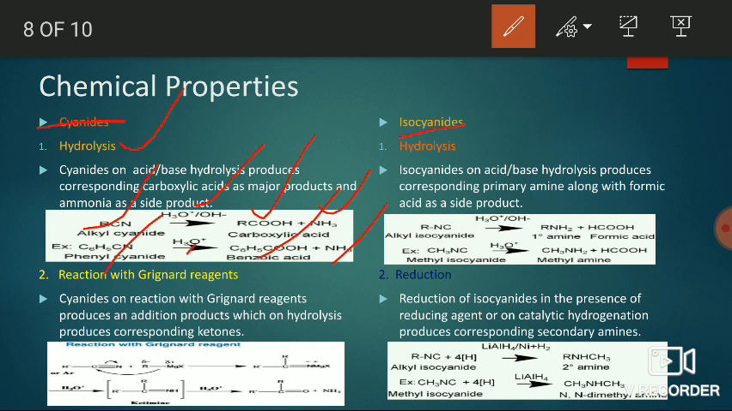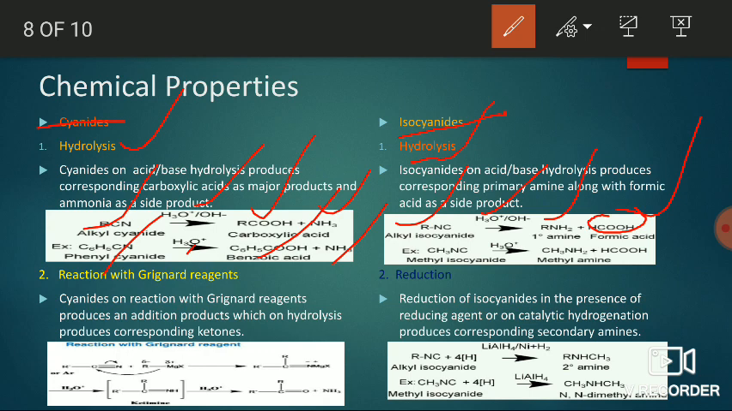But in the case of isocyanides, if you observe the hydrolysis of isocyanides in the same condition, that is, in acid or base media, we get primary amines as a major product and formic acid as a byproduct. That is, hydrolysis of isocyanide, or NC, in the presence of acid or base media gives primary amine along with formic acid. So in the case of cyanides, hydrolysis gives carboxylic acid and ammonia. In the case of isocyanides, we get primary amine and formic acid.